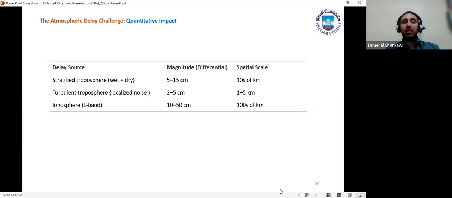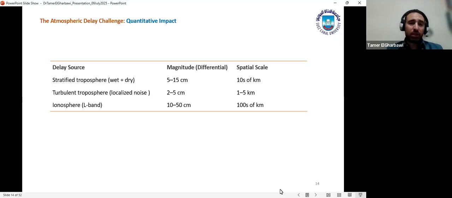For the turbulent tropospheric delay, this is the most crucial part, which is actually a localized noise. We can remove the stratified tropospheric delay using several methods we're going to discuss. But the turbulent delay is from 2 to 5 centimeters, and its spatial scale is very small, from 1 to 5 kilometers, and it can be mistaken for other deformations.